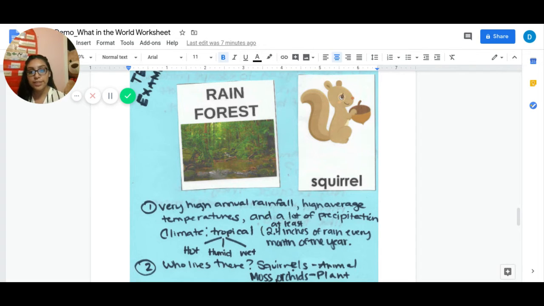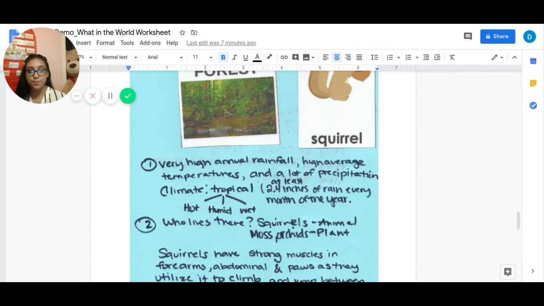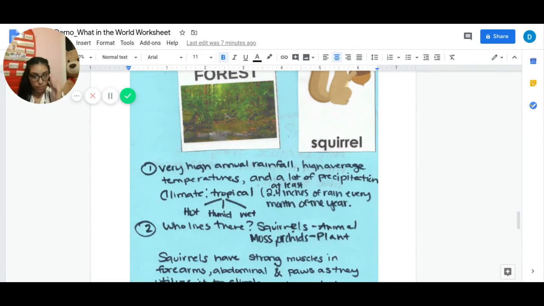So in the rainforest, it has very high annual rainfall, the high average temperatures, and a lot of precipitation. The climate is tropical, so it's hot, humid, and wet. And it at least rains 2.4 inches every month of the year. Who lives there? Squirrels. What type of plants are in there? Moss and orchids.